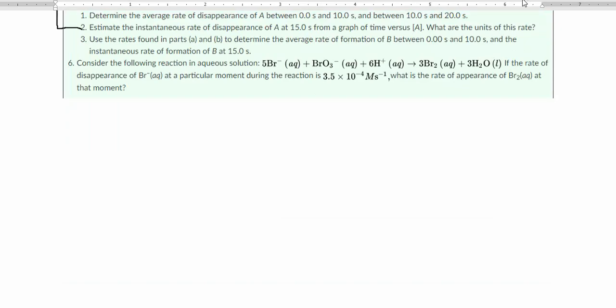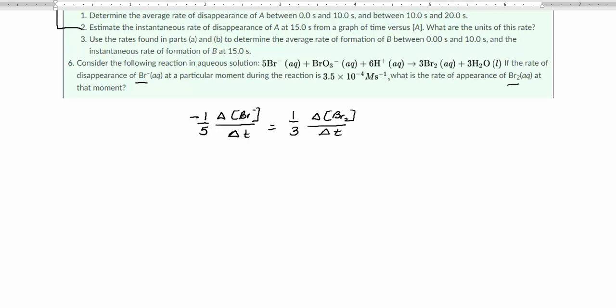Number six is ever so slightly more involved. You just have to remember where your stoichiometry comes from. So if we're going to consider this reaction, we are given a rate of disappearance of bromine, and we are asked to relate it to the appearance of the aqueous diatomic bromine. So here is my disappearance of the bromide ion, and I relate that to the appearance of aqueous diatomic bromine.